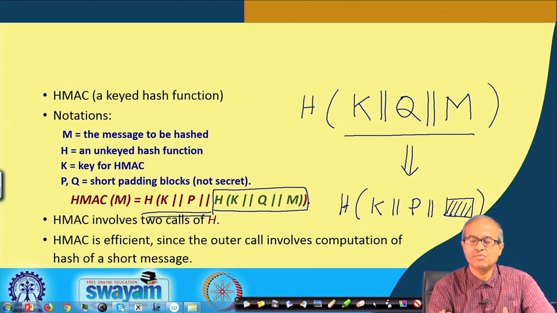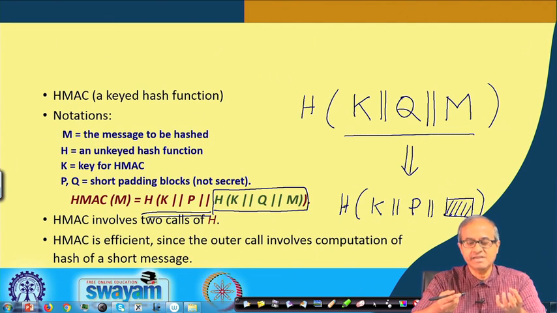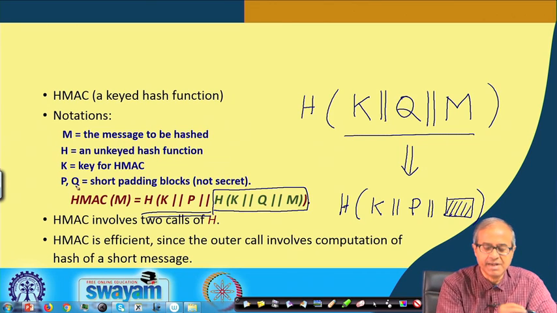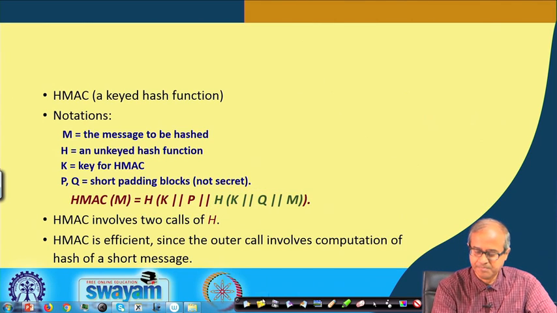This is how HMAC works. For added protection, it computes the hash function 2 times. It uses a secret key. In addition, it uses some random padding blocks P and Q, right. Because it does not use encryption, it is efficient to compute.